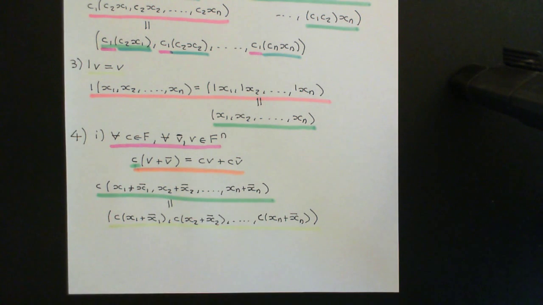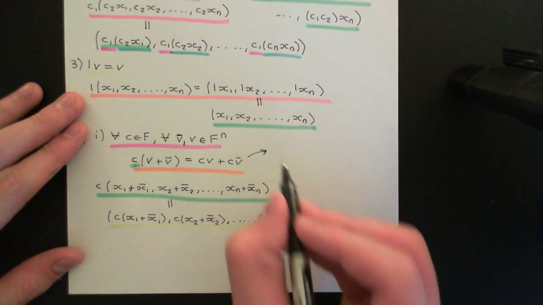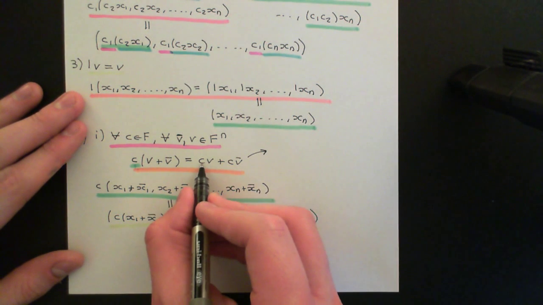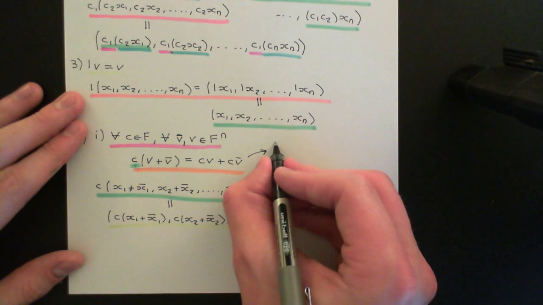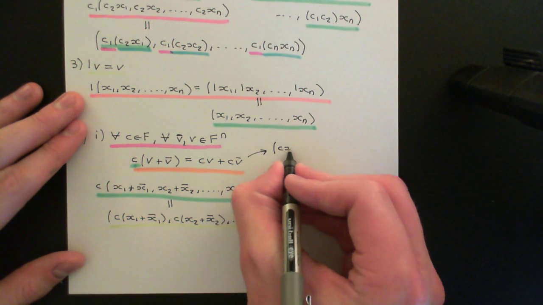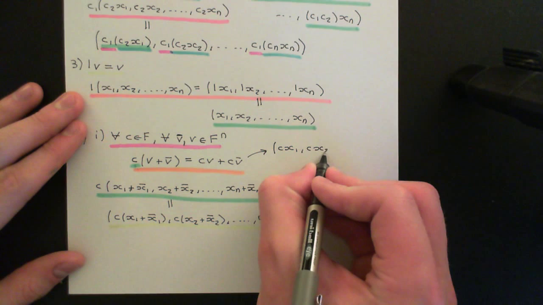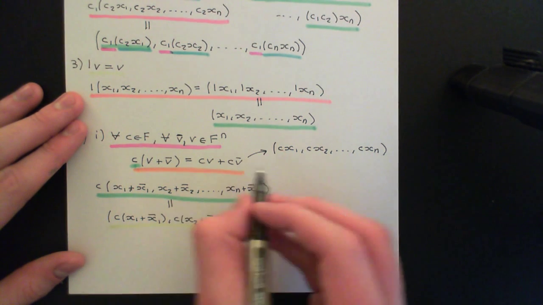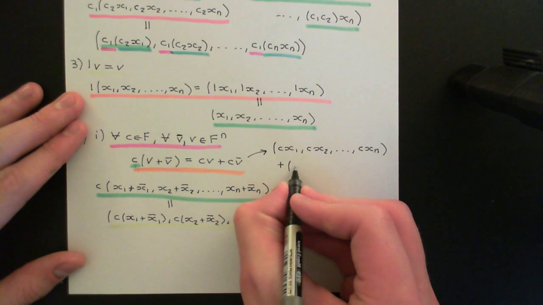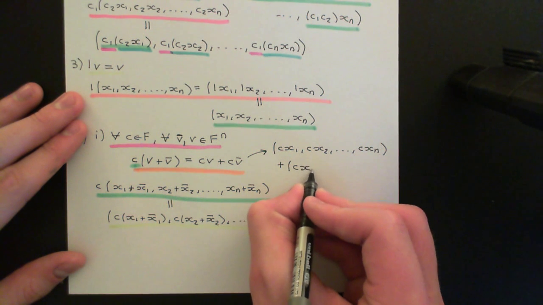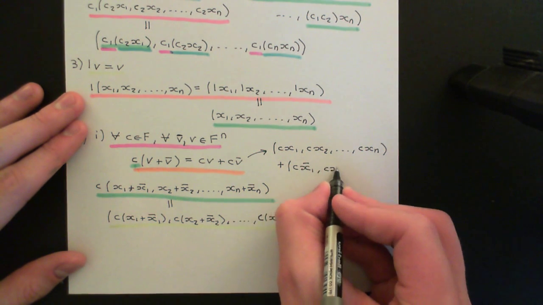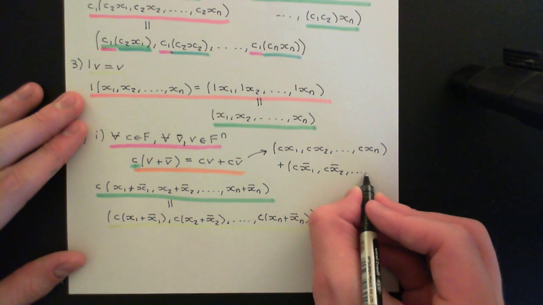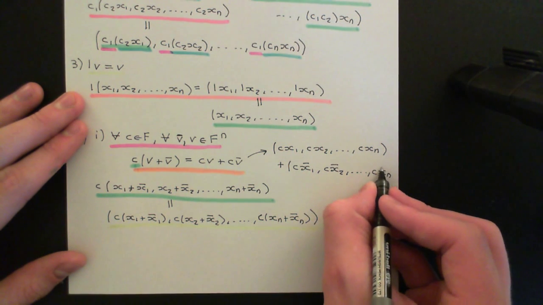Now let's take on the right hand side and show that the vector that we get if we do the right hand side will be the same as this vector here. So firstly we will scalar multiply both of these vectors by c. So cv is going to be cx1, cx2, all the way up to cxn. Then c times v bar will be c times x1 bar, c times x2 bar, all the way up to c times xn bar.